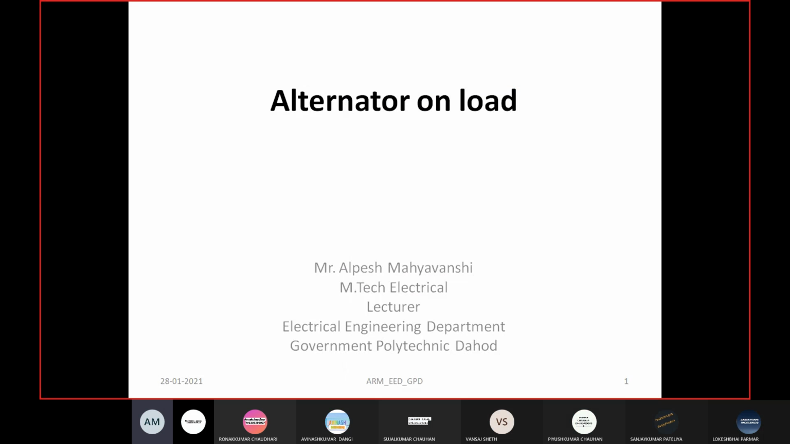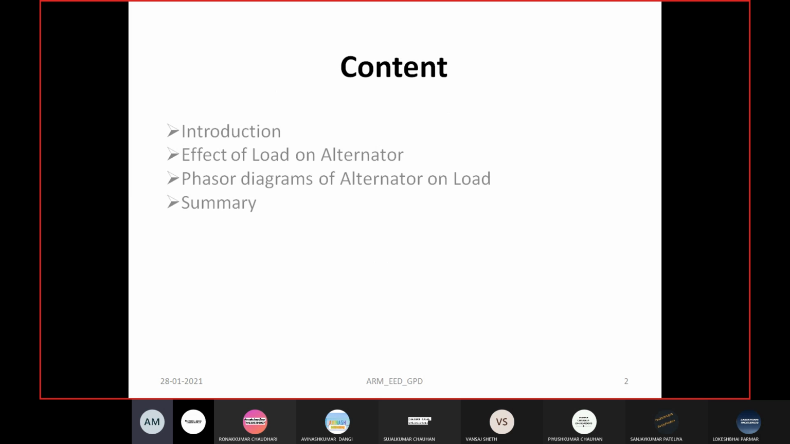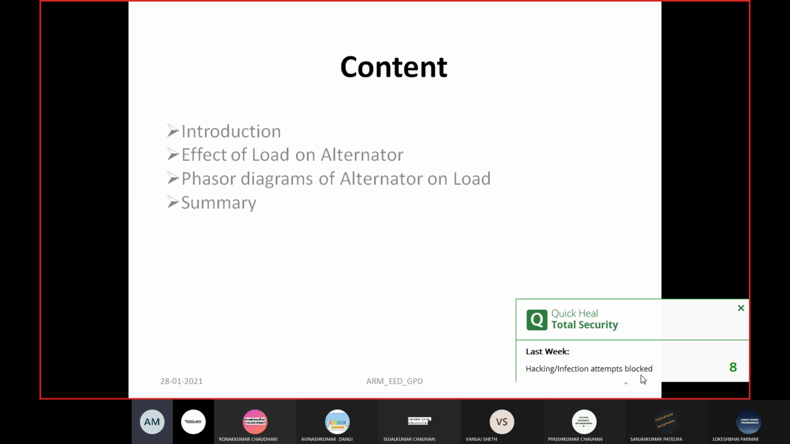So today's topic is operation of alternator on load. The content of today's lecture: introduction, then the effect of load on alternator when load is connected. At that time, what is the effect of load on alternator? Then we'll discuss the phasor diagram of alternator on load. For different power factors, we'll draw the phasor diagram of alternator. And in the last, we will summarize today's topic.